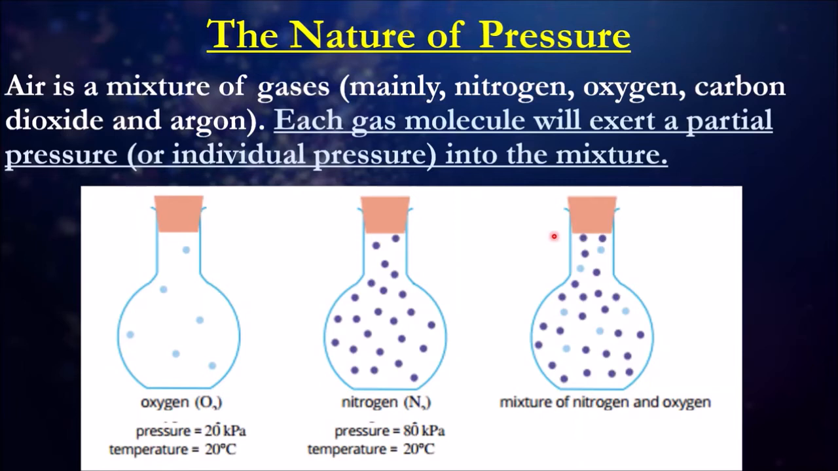And what we end up finding is the total pressure after the mixture has occurred is just the sum, or the addition, of the original two gas substances. So oxygen is 20 kilopascals, nitrogen is 80 kilopascals. The total pressure of this mixture is just 80 plus 20, 100 kilopascals at 20 degrees Celsius.